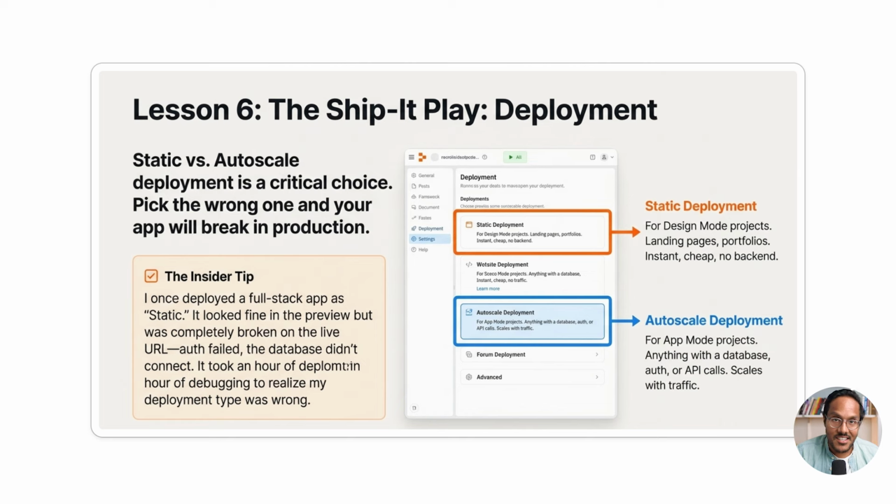Now let's go into our sixth and final lesson for 2026 in Replit, which is understanding deployment. You have two options, static or auto scale. For design mode projects, landing pages, use static. For app mode projects and anything with a database, make sure to choose auto scale.